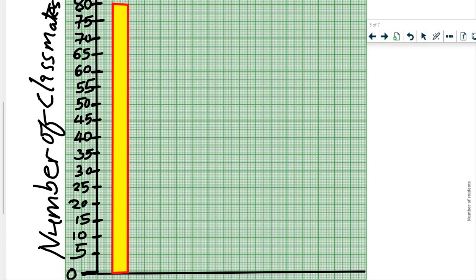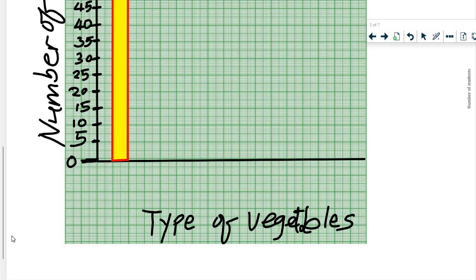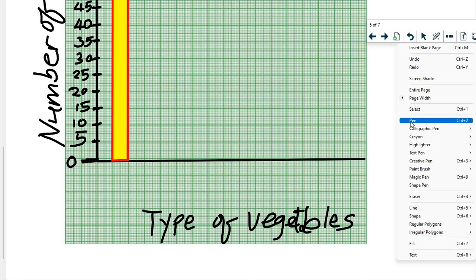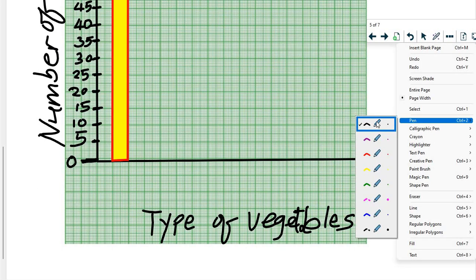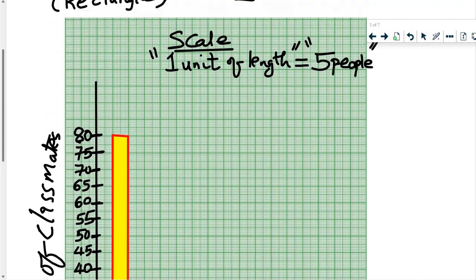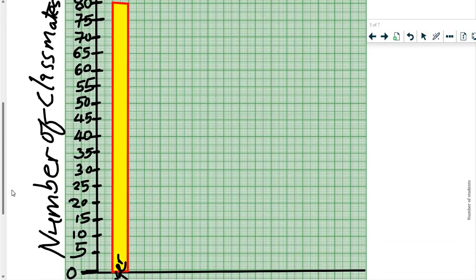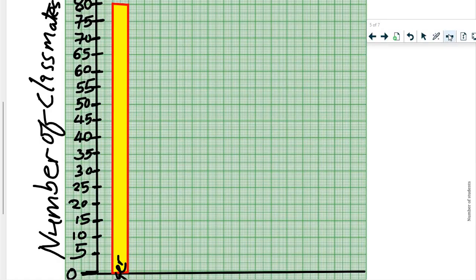That is what we call a bar. And you label. This is for ladyfinger. So you write here, ladyfinger. Then you proceed with the next one, potato 75. So potato 75. So go ahead.